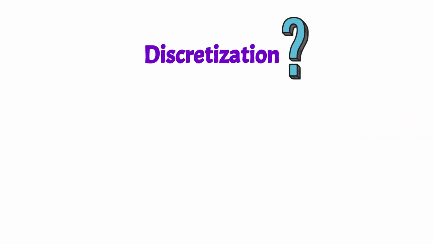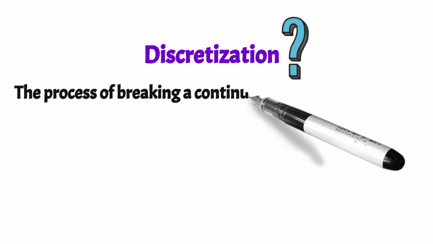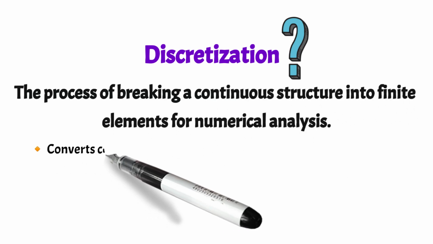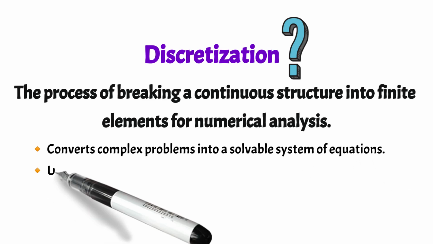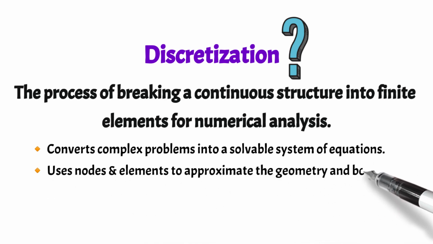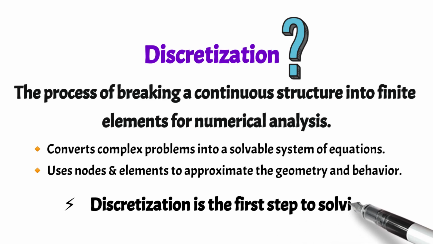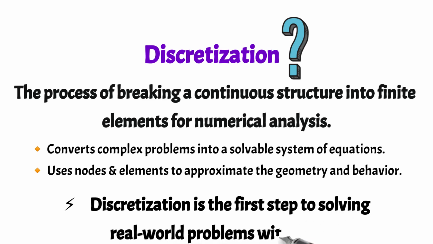In this video, I will go over the terms required for someone to talk to another expert in finite elements. The first term here is discretization. So this is a process of breaking a continuous structure into a finite number of elements for numerical analysis. Discretization is the first step to solving real-world problems with finite element analysis.